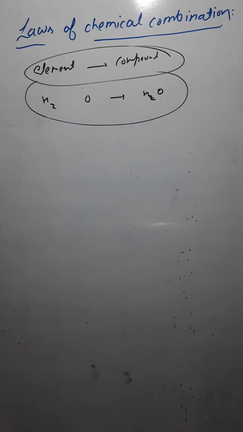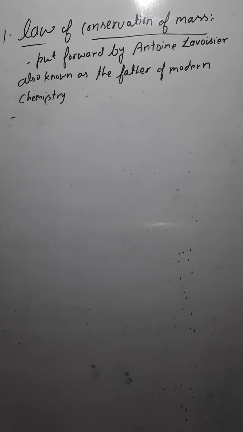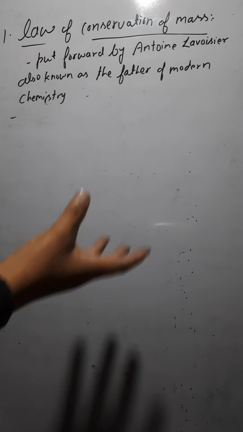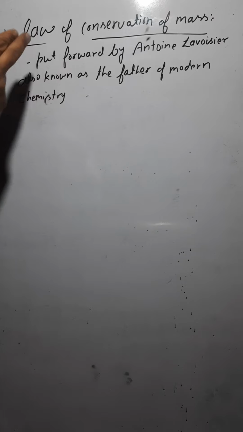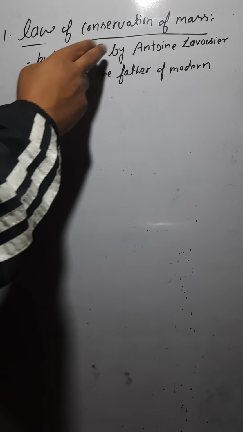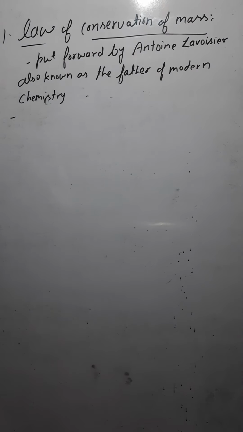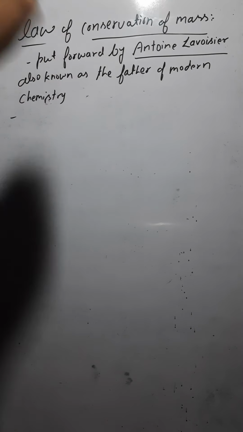So now we would discuss the first law of chemical combination. The first law of chemical combination is the law of conservation of mass. So what is this law of conservation of mass? It was put forward by Antoine Lavoisier. So this was the person who put forward this law. And he is also known as the father of modern chemistry. Remember this: Lavoisier is also known as the father of modern chemistry.